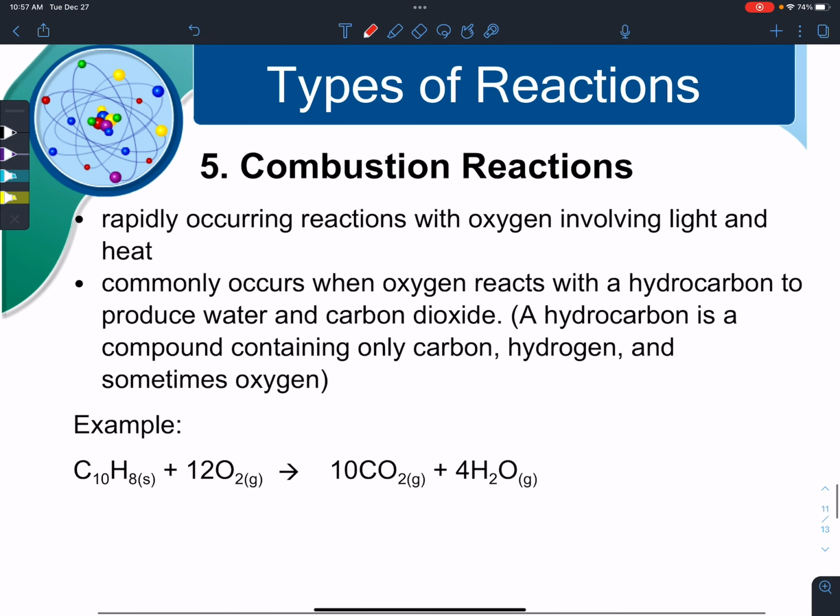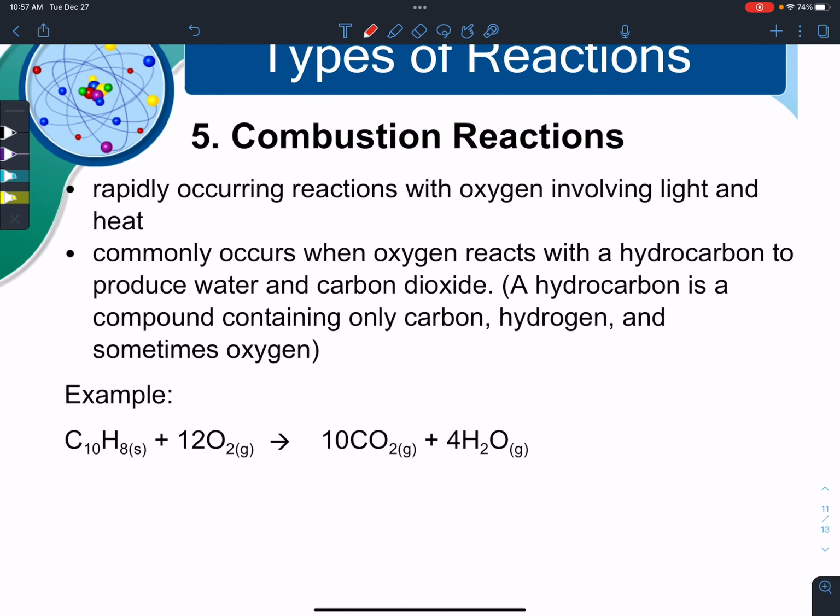Finally, the last type of reaction is going to be a combustion reaction. A combustion reaction by definition is a rapidly occurring reaction with oxygen that involves light and heat. And it occurs when you have a hydrocarbon, and that reacts with the oxygen to produce both water and carbon dioxide. A hydrocarbon is a compound that has only carbon, hydrogen, and sometimes oxygen.